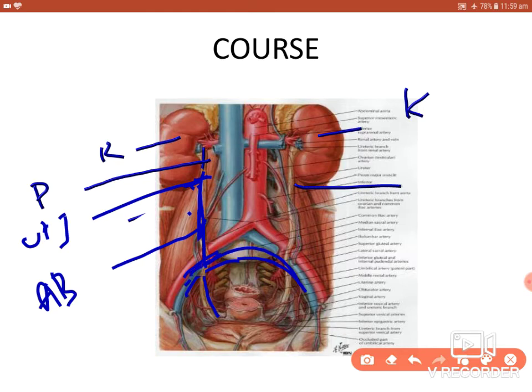From the pelvic brim towards the bladder wall, which it pierces posteriorly through the base, this area is the pelvic part of the ureter. So it can be divided mainly into three parts: the pelvis of the ureter, the abdominal part, and the pelvic part.